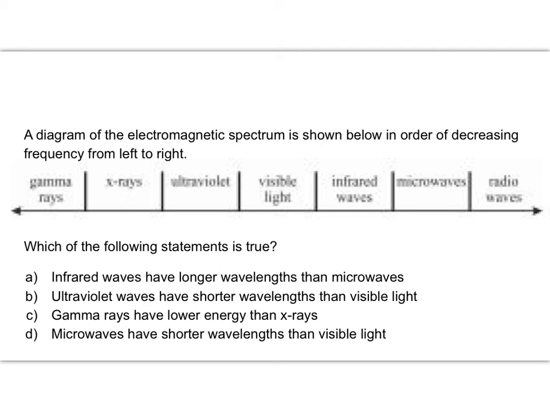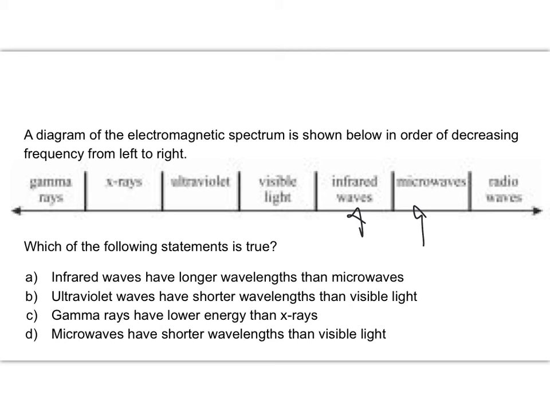A diagram of the electromagnetic spectrum in order of decreasing frequency. So the left-hand side has the highest frequency, the right-hand side has the lowest frequency. Which of the following is true? So the first one: infrared waves have longer wavelengths than microwave. Infrared is here, microwave is here.